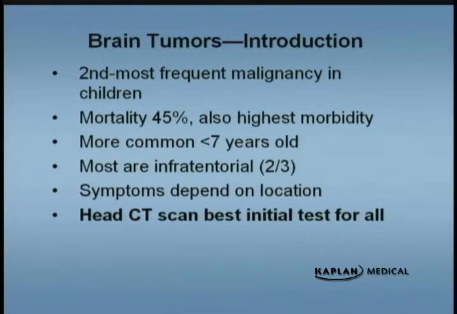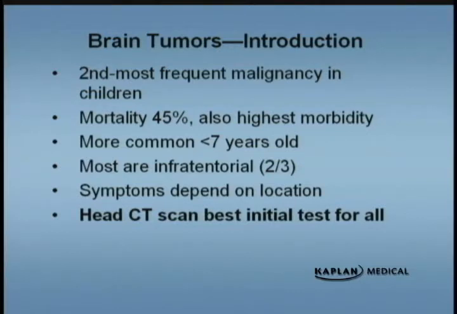Remember that brain tumors, even though they may be benign histologically, they're in the brain. And so consequently, getting to them can be a problem. You may not be able to get them out completely, or just their location means that you can't get them out at all, and so they have a much higher mortality. Most brain tumors in children are seen under 7 years of age, and most of them are infratentorial.